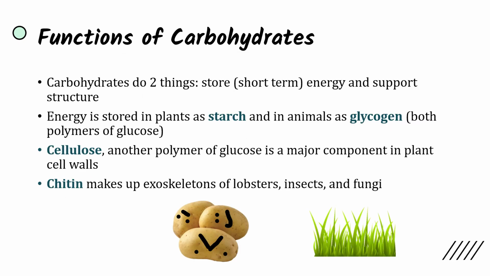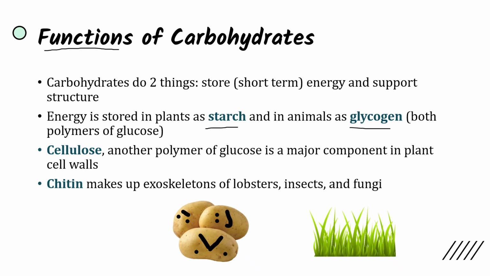Now, also extremely important are the functions of carbohydrates. We talked about the different structures that a carbohydrate can create, but now let's link this structure to function. Carbohydrates do two things. First, they store short-term energy, and two, help create support structure. Energy is stored in plants as starch and in animals as glycogen, and these are both polymers of glucose. Glucose is our basic unit of energy, or basic unit of sugar, and it is stored within either starch or glycogen, depending on whether you have a plant or animal.